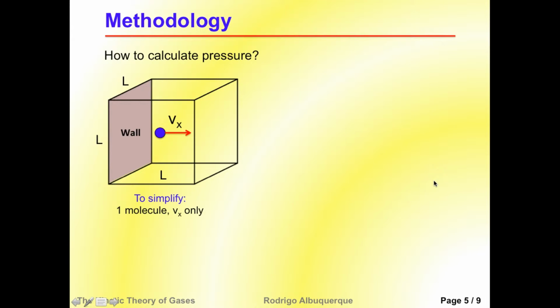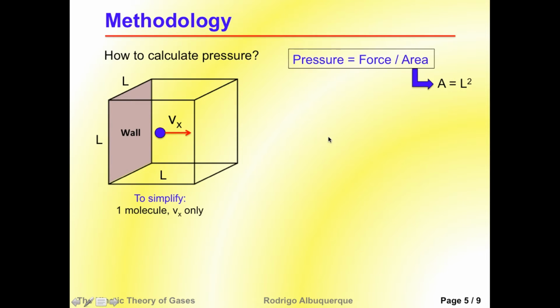Now, let's see how to calculate the pressure using the assumptions shown previously. First, to simplify the system, let's consider just one single molecule inside this box. And let's consider just the x component of the velocity. Let's try to calculate the pressure on this specific wall on the left side. Pressure may be given by force divided by area, where the area is straightforward to calculate, it is L squared.